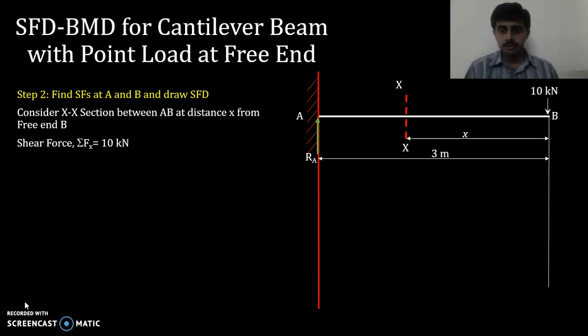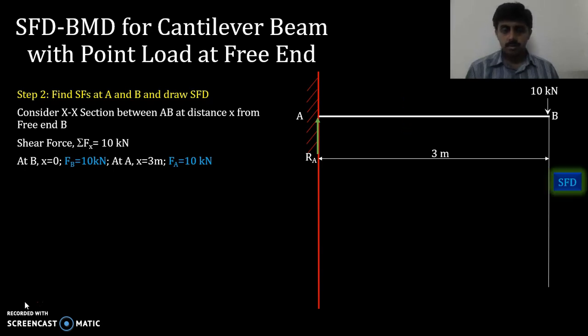So shear force is a positive value and it is a constant value throughout the section A to B, throughout the length of the beam. It is not dependent on x. There is no x term in the sigma Fy function. It's a constant value. Irrespective of whether x is 0 or 3 meters, the value remains constant.